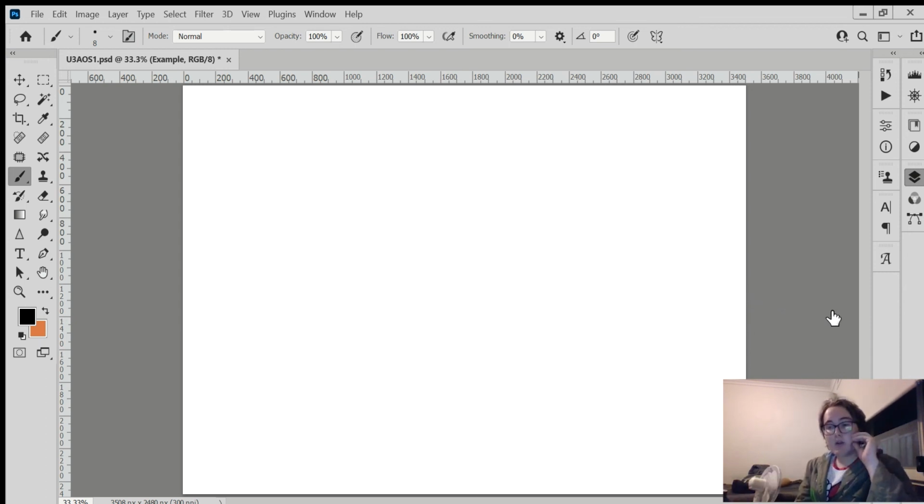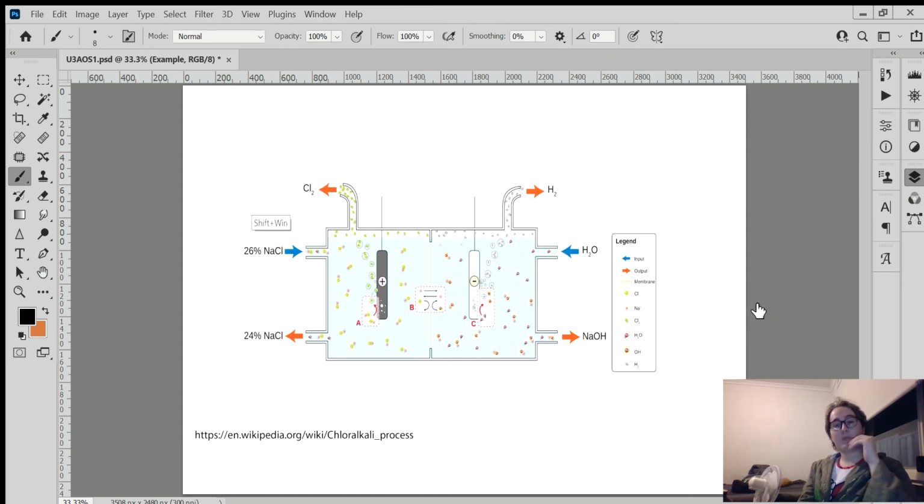Alright, and here we have a membrane cell. While it says we don't need to know any specific ones, Mrs. recommends it a lot that we have a look at them, so it can't hurt. This membrane cell is what we use to produce sodium hydroxide and chlorine gas, as well as a bit of hydrogen.